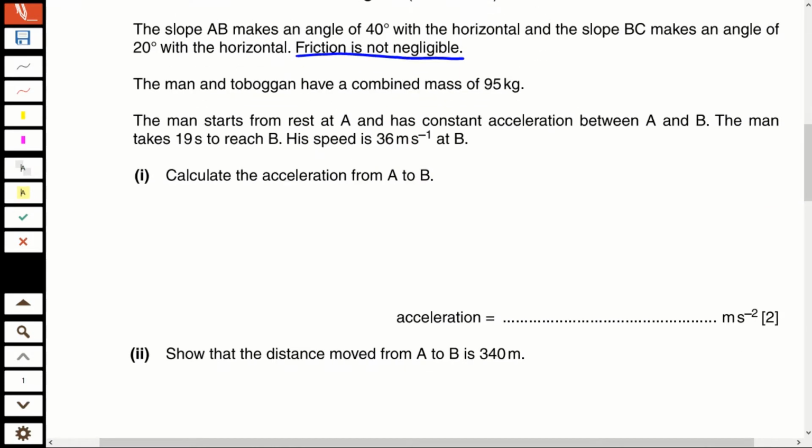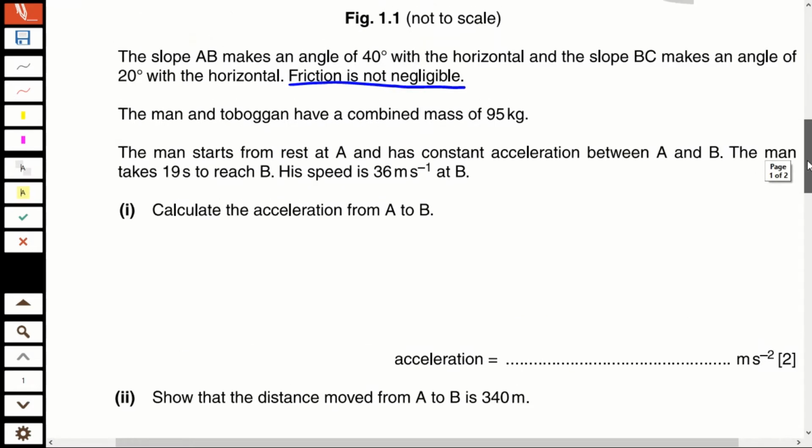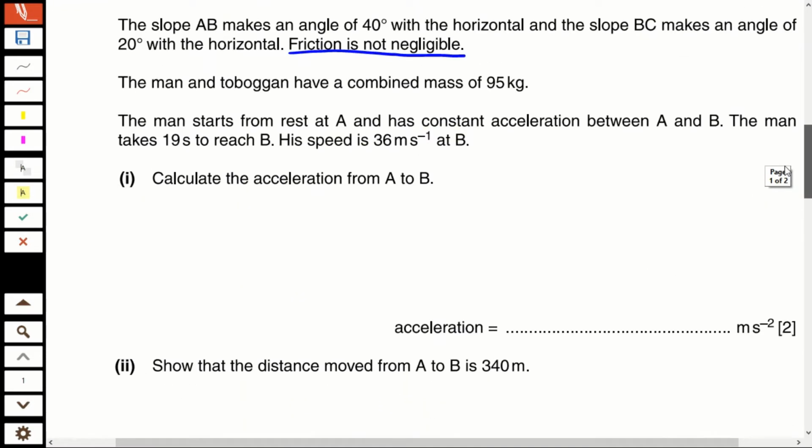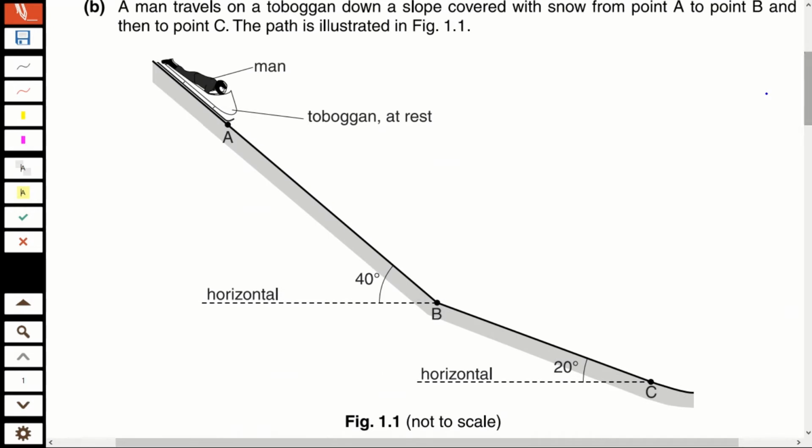So the man and toboggan have a combined mass. The man starts from rest and accelerates. So he starts from rest here, and when he passes this point, his velocity is 36 meters per second. And he takes how long to go through this whole journey? He takes 19 seconds. Okay, so that's all the information we know.